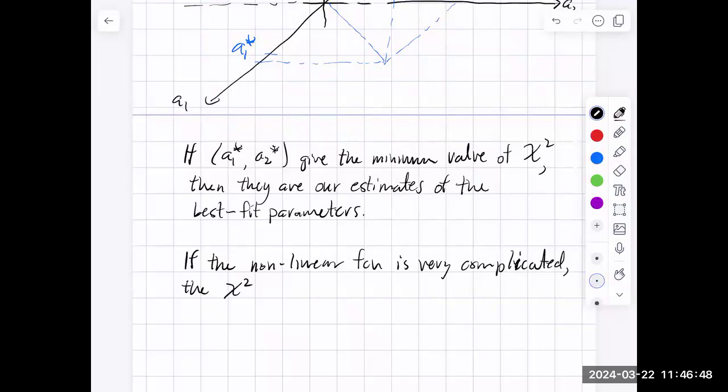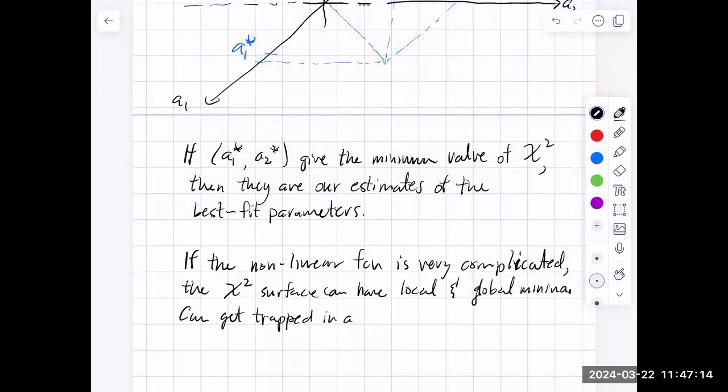So if the nonlinear function is very complicated, the chi-squared surface can have local and global minima. You can get trapped in a local minimum and miss the global minimum.